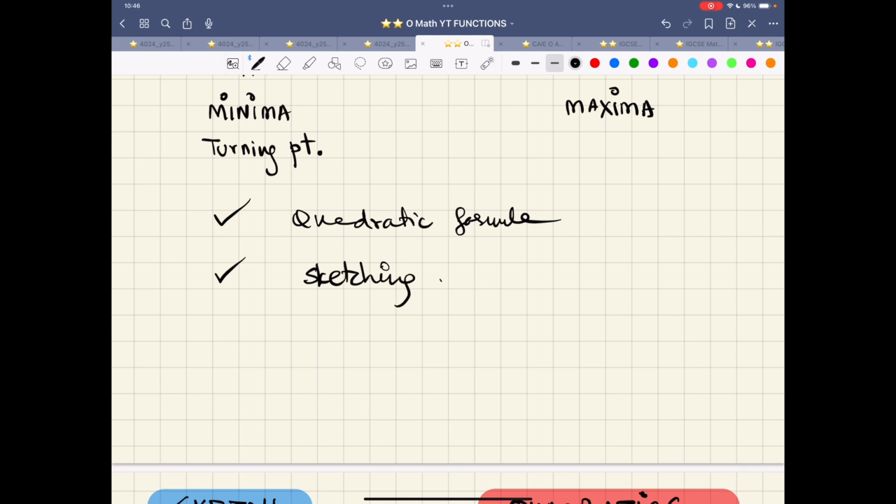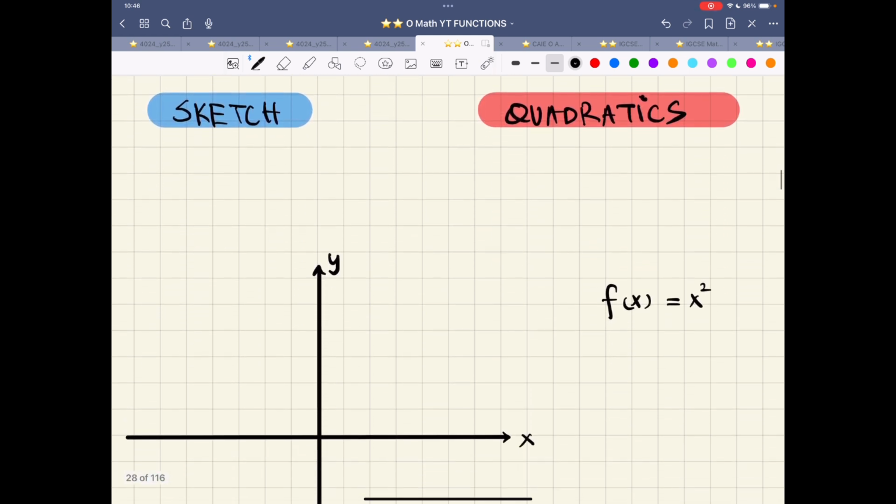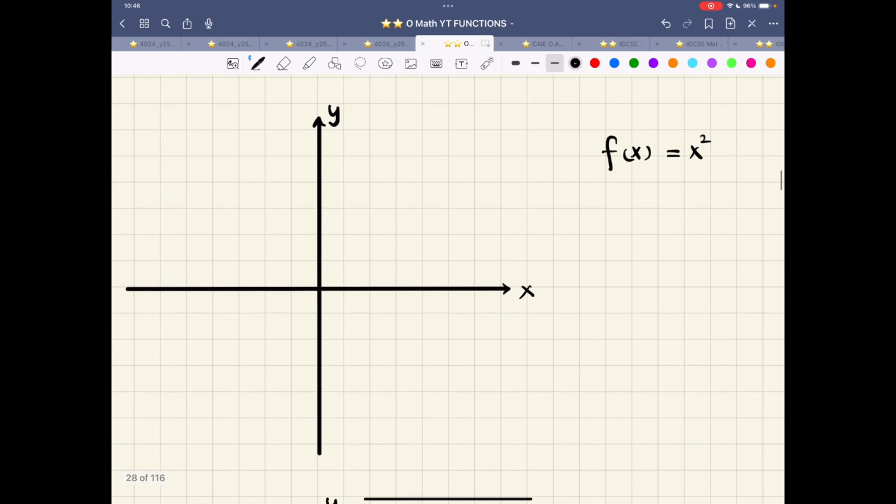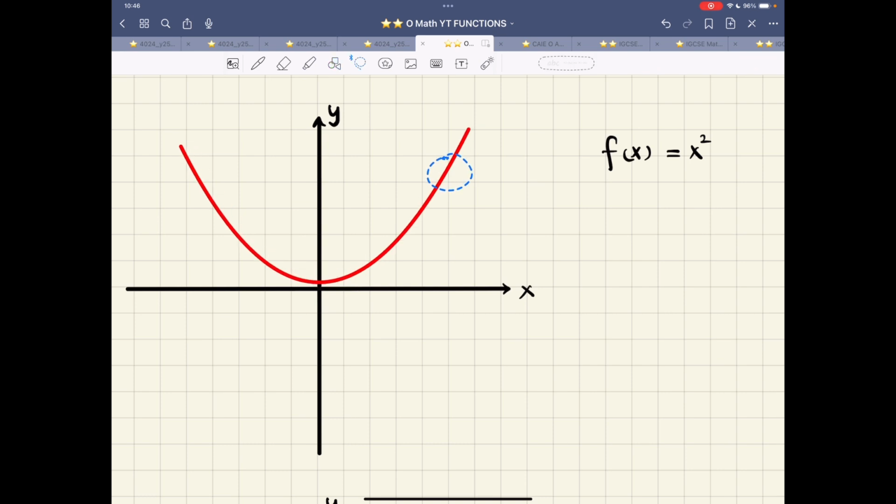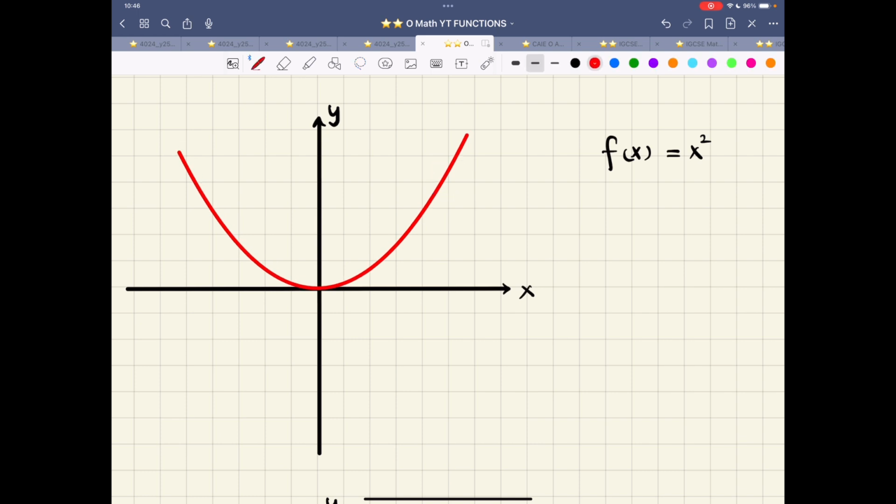So let's get started with the basic idea. So, sketch of quadratics, let's get started with f(x) is equal to x squared. So let me get my red marker ready. So therefore, first of all, let me draw this y is equal to x squared like this. Let me grab it, touch this point, and in black color, I'm marking the turning point. So this turning point over here, that is the origin.